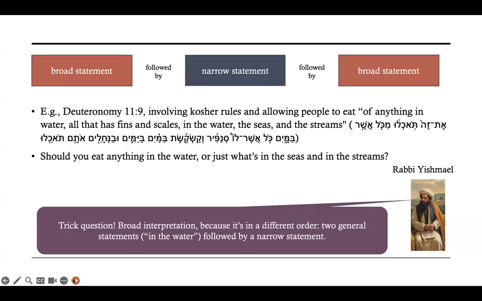But the question is, should you eat anything that's in any water, or do you have to eat only what's in the seas and the streams? Rabbi Ishmael would say this is a trick question. The interpretation that has to follow here is a broad interpretation because the order is not the sandwich order that's drawn above. We have two general statements, right? In the water, followed by a narrow statement in the seas and streams. And in this situation, the interpretation has to be broad because the broad rule is followed by a narrow detail.